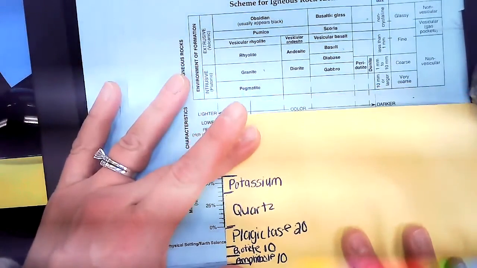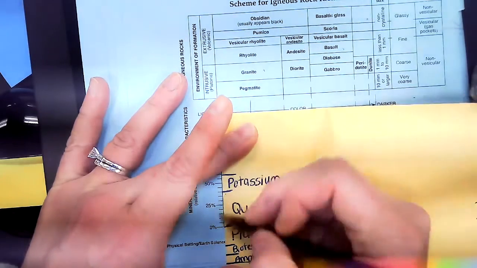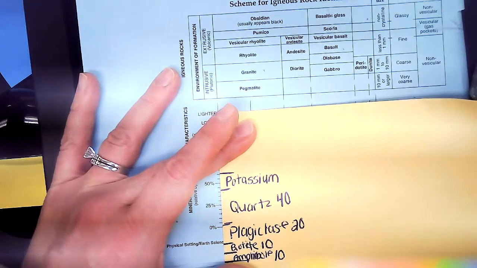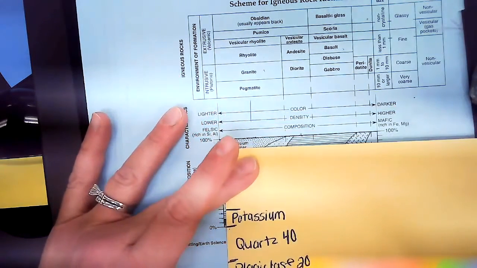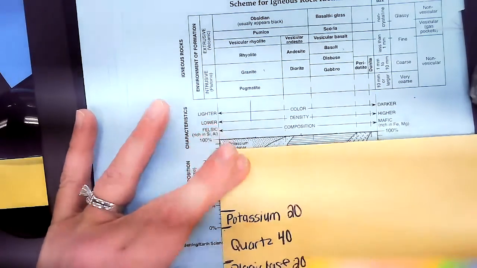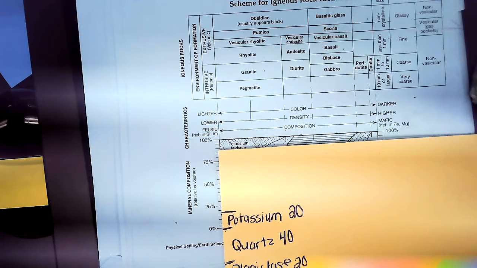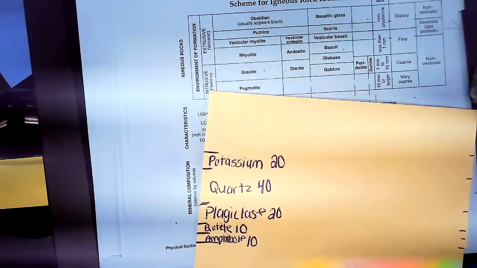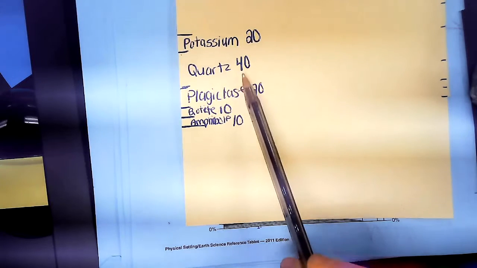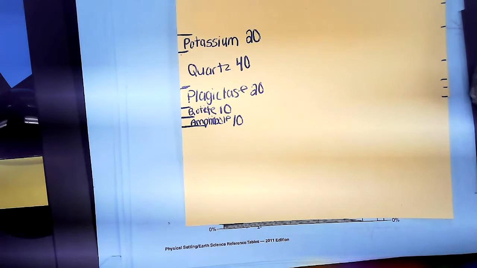Start over again for quartz. My quartz was 40%. Do you guys get that too? And then start over for potassium. And I got 20. So in theory, what should these numbers add up to? 100%. And it turns out mine do. 20 plus 40 is 60, 80, 90, 100. That's how you'll find out what percent is in each mineral.